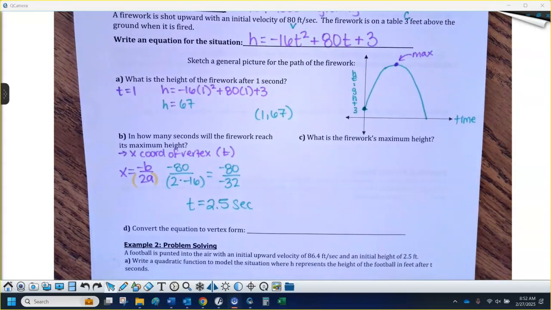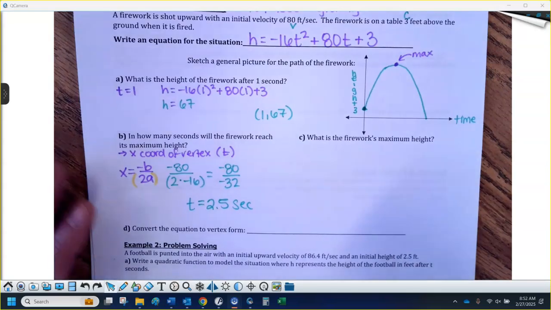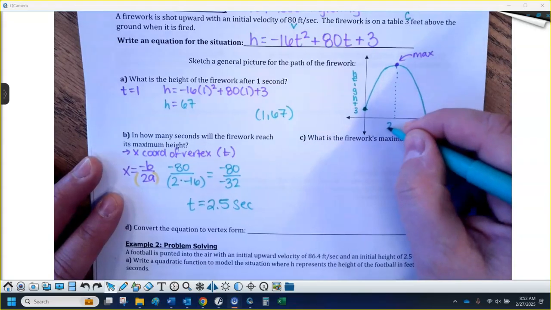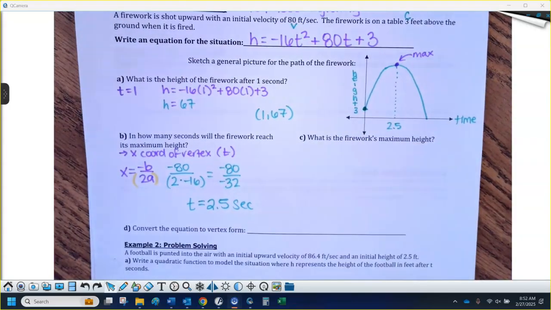All the heights are going to be in feet. Okay, so basically on this little graph here, I'm just going to draw a little tiny dotted line. I know that this is 2.5 seconds that it's going to take me to get there. Okay, now the firework's maximum height, like what would that be?